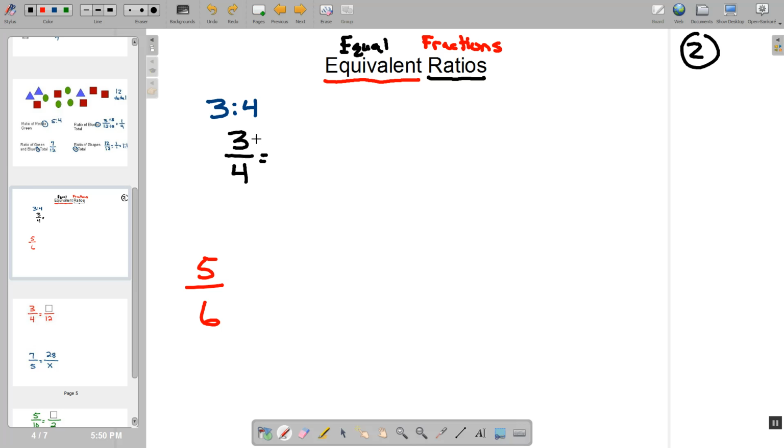So 3/4, what I could do is I could multiply the numerator and denominator by the same number. And I'm going to pick the number 2 just because that's the smallest option that will give me a different fraction with whole number numerator and denominator. 3 times 2 equals 6. 4 times 2 equals 8.